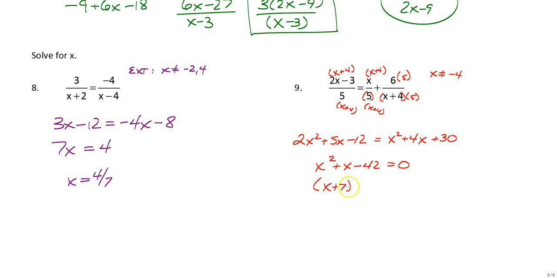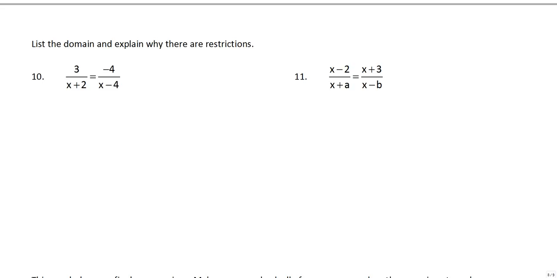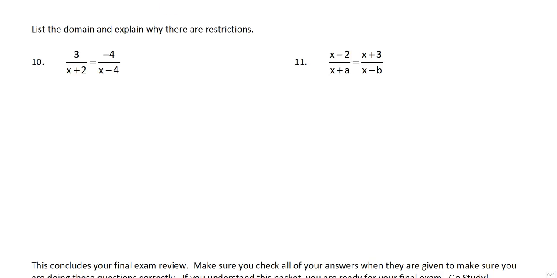Factor to (x plus 7) and (x minus 6). And that's going to give us x is equal to a negative 7 and a positive 6. And if you look, that is not one of our extraneous solutions, so both of those are good to go as well. Okay? So we're moving on to the last two questions, which are ridiculously simple.